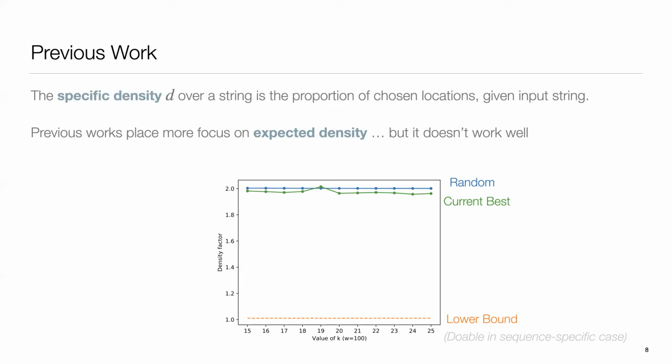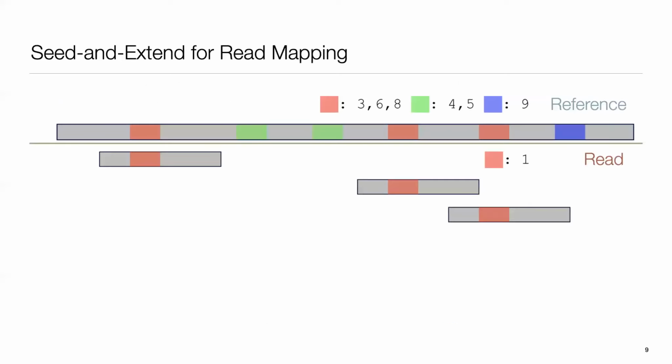Another reason we are interested in specific density is that it's very useful in many applications. Here is a concrete example of using minimizers, which is seed and extend for read mapping. The way this works is I have a reference sequence and I have a read sequence. I apply the same minimizer to both sequences. And then to determine where the read belongs in the reference, I look at the seed k-mers that appear both in the reference and in the read, and I match the read against the reference where the seed locations match up. You can look at this plot and get more details.